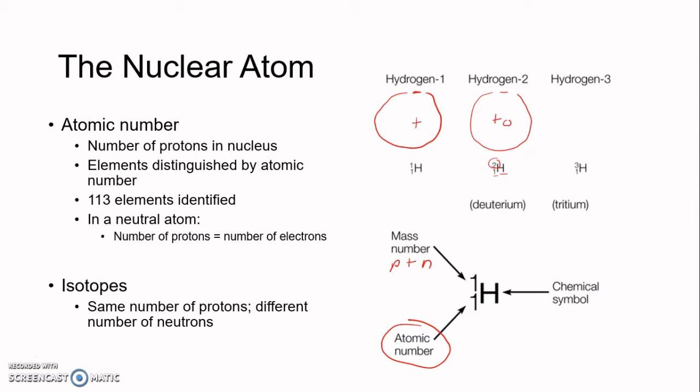Tritium would be one proton plus 2 neutrons, so that there are 3 particles in the nucleus, giving you a mass number of 3. In all of these, the atomic number is still the same, 1. Because there's one proton, that makes it the same element. It's all hydrogen. But the differing number of neutrons changes the mass number, thus changes a little bit of the properties of that particular hydrogen atom.